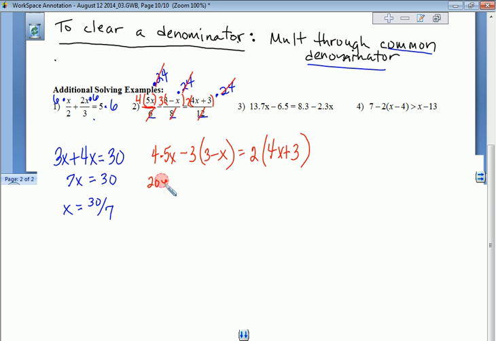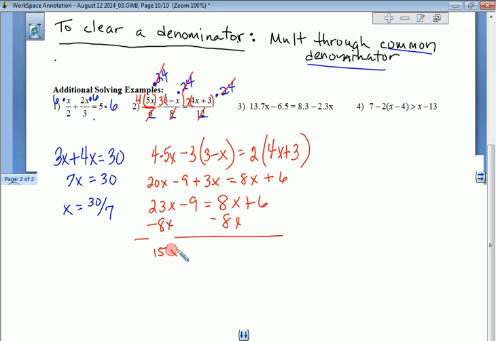And so this gives us 20x minus 9 plus 3x equals 8x plus 6. So 23x minus 9 equals 8x plus 6. And we subtract 8x, or, at this point you pick. And so we get 15x minus 9 equals 6. Add 9 to both sides. So we get 15x equals 15. Divide both sides by 15 and x equals 1. All of that for 1.